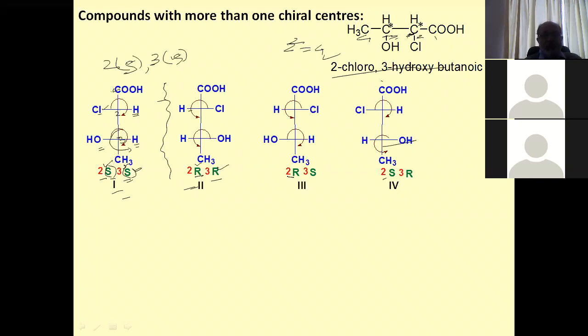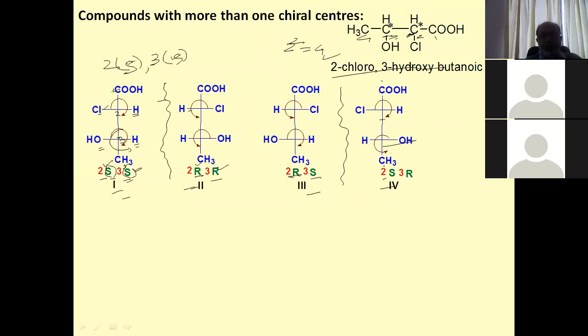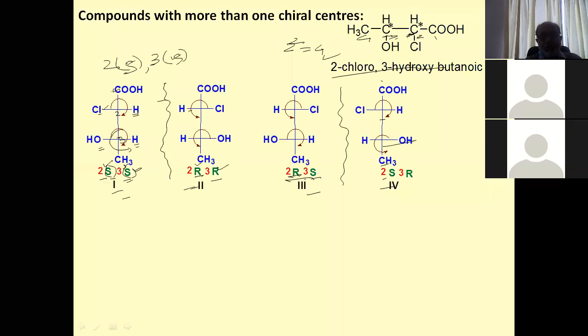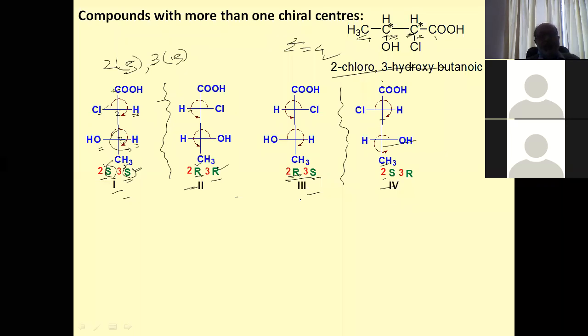So the third one is 2 is R, 3 is S. And because this one is the mirror image of this one, 3 is the mirror image of this. So 3 will be 2S and 3R. So by looking at their configuration, we can see which one is your isomer, which one is an enantiomer, which is your diastereomer. So we'll be coming to another exercise, which is going to be to identify whether the molecules are enantiomers, diastereomers, or homomers. Homomers means same.